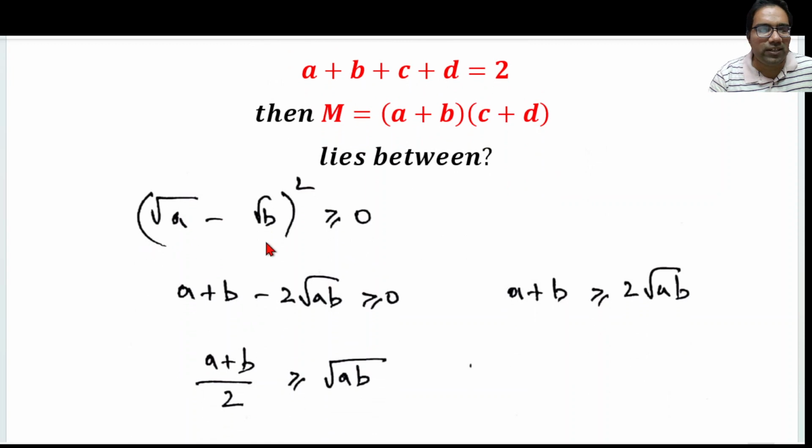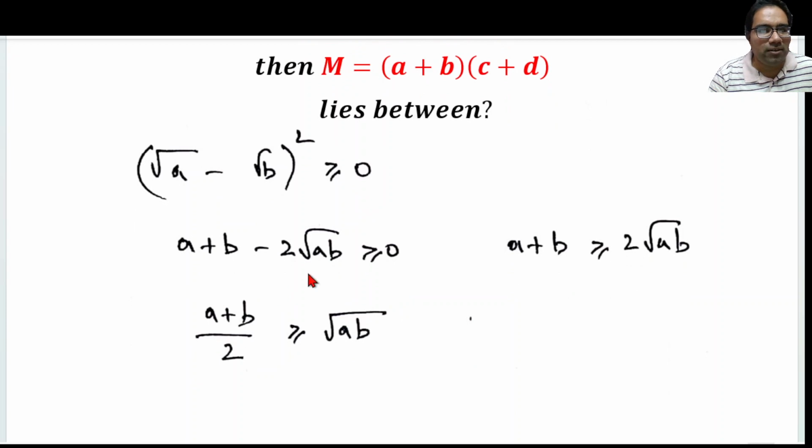Why? For example, if we take two numbers, root A and root B, both are positive, right? Then root A minus root B whole square is always greater than or equal to 0 because it's a square. That means A plus B minus 2 root AB is always greater than or equal to 0. That means A plus B is greater than or equal to 2 root AB. That means if we bring this 2 to the left side, it becomes (A plus B) by 2 is greater than or equal to root AB.